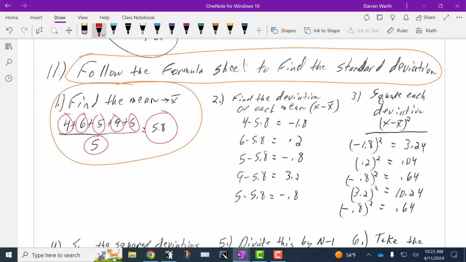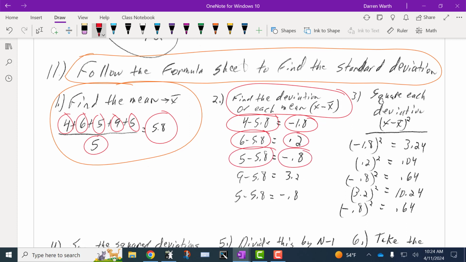Once you're done doing that, step number 2 on your formula sheet says find the deviation of each mean. That's abbreviated x minus x bar, and x bar, remember, is your average. So I take that first piece of data, 4 minus 5.8, I get negative 1.8. I take the next, 6 minus 5.8, I get 0.2. 5 minus 5.8, I get negative 0.8. 9 minus 5.8, I get 3.2. 5 minus 5.8, I get negative 0.8. So that's step number 2.